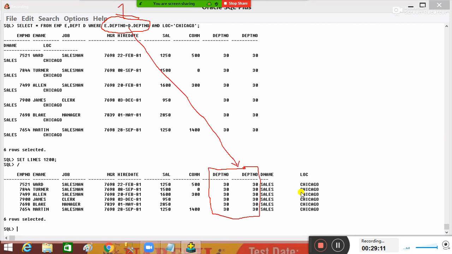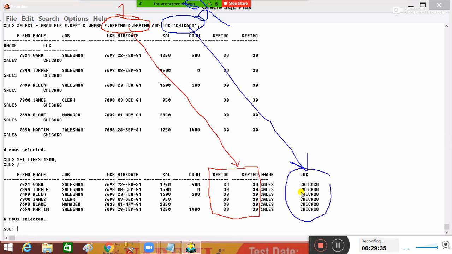30, 30, 30, 30, 30, 30. So the first condition is satisfied by six employees in your tables. What is your second condition? The second condition is LOC equals Chicago. The second condition is also satisfied by these six employees, Chicago, Chicago. So the first condition is true and the second condition is true, true and true, in between the AND operator. Are you clear now?